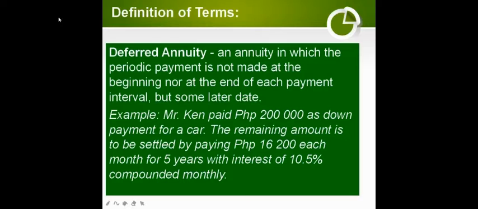Next is deferred annuity, an annuity in which the periodic payment is not made at the beginning nor at the end of each payment interval, but some later date. Example, Mr. Ken paid 20,000 pesos as down payment for a car. The remaining amount is to be settled by paying 16,200 each month for 5 years with interest of 10.5% compounded monthly. So that is an example of deferred annuity.